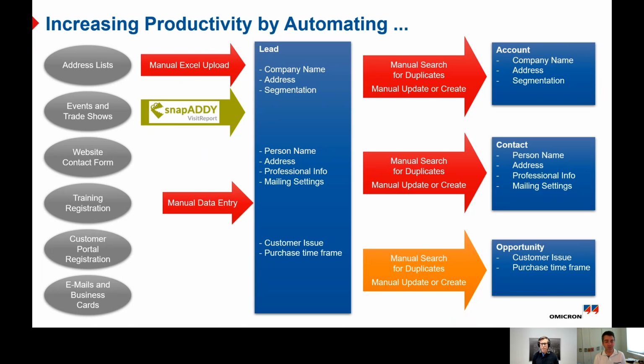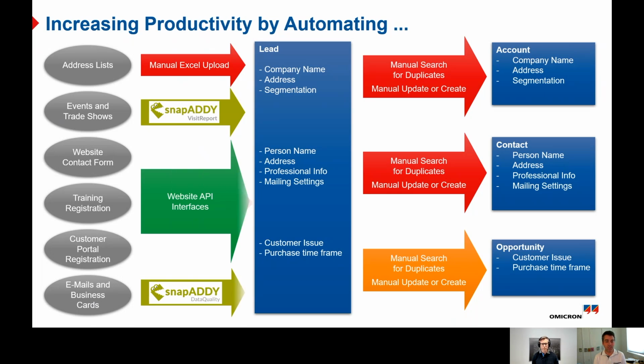All the manual data entry down here, we pretty much replaced all of that with two things, a good chunk with a website API interface. So we don't have any manual transfer anymore. The data comes in directly as a lead. And at the bottom, you see the snapADDY DataQuality tool, which we use for emails and business cards on a day-to-day basis, not in a batch form or anything. And that's a very useful tool for us as well.